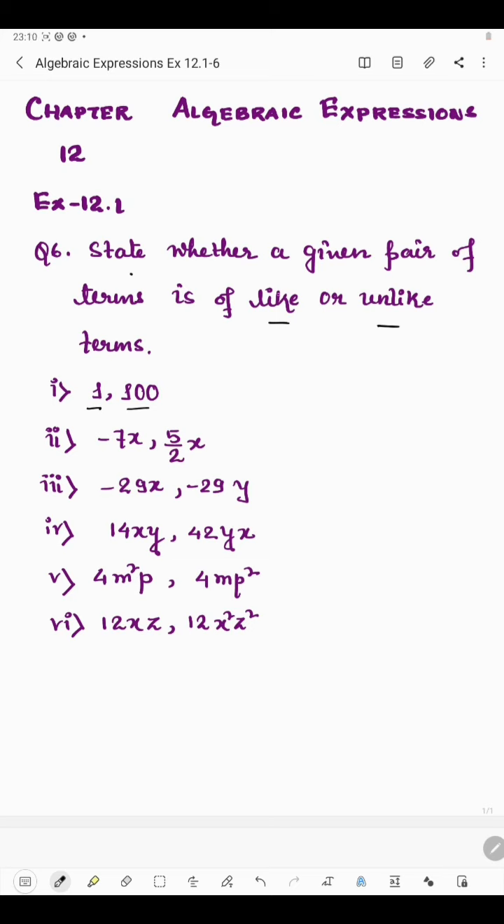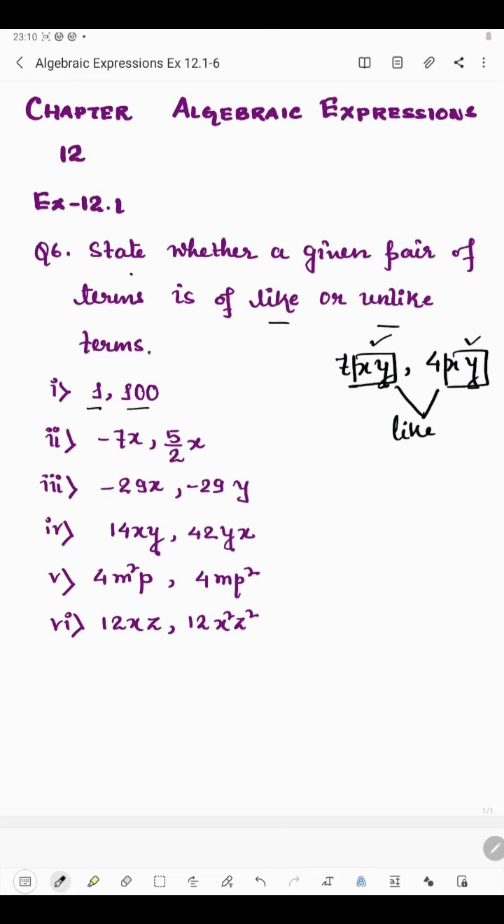At first we need to understand what like terms or unlike terms are. Suppose we have 7xy and 4xy. We will have to identify whether this pair of terms is like or unlike. To identify like or unlike, we don't consider the number, we just consider the variable part. In the first term we have xy, and in the second term also we have xy. Since the variable part is same here, both are like terms.